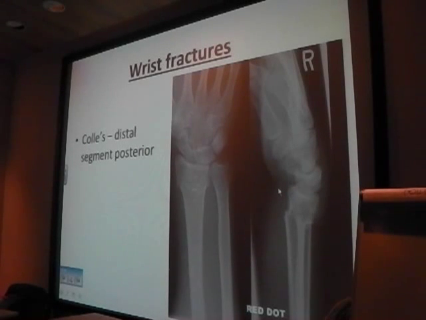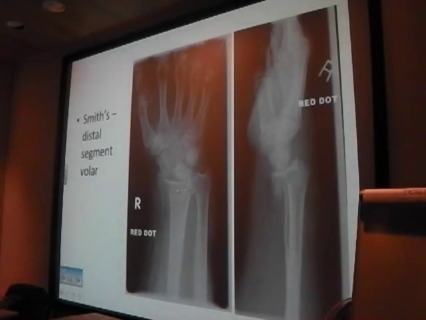All you need to know is the difference between Colles and Smith's. So they're both distal radius fractures. In Colles, the distal segment is posterior, so it's sat behind. And in Smith's, the distal segment is volar, so it's sat on the palmar side. That's all you need to know.